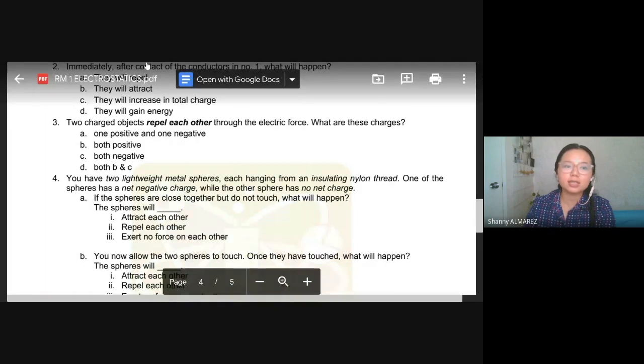The correct answer to this is letter D. Kahit positive parehas o negative parehas, they will just have the same result or effect, which is they will repel each other. Okay? So kahit positive or negative yung dalawang objects. Okay, next question. How about number 4?